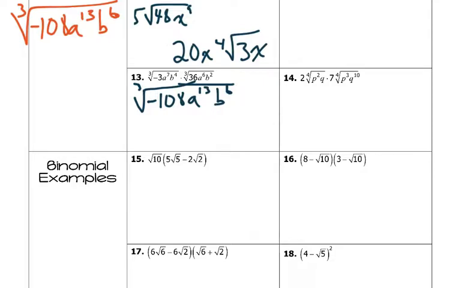What is a perfect cube that is a factor of 108? All right, so if you just go into your cube root chart, you should be able to figure this out very easily. Negative 27. We want to take the negative out.